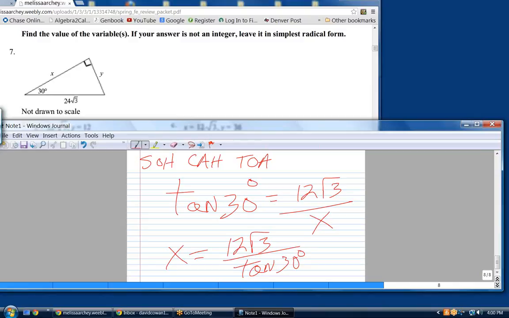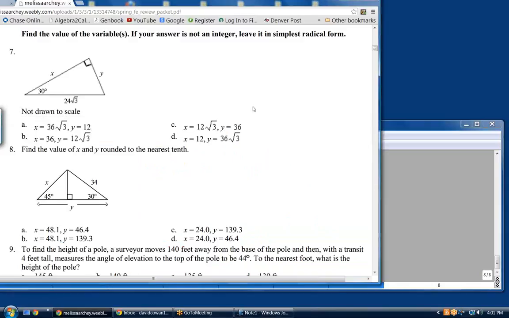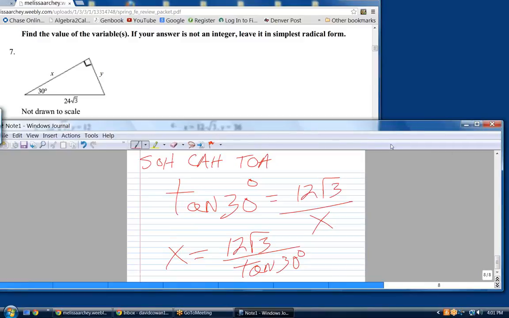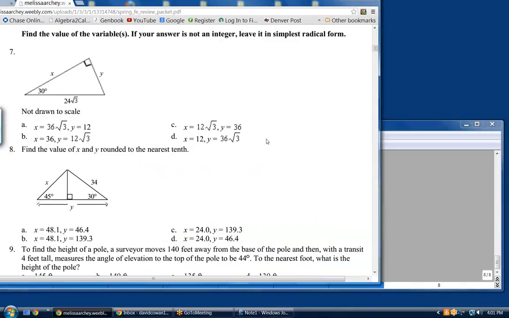All right. Okay. So 12 root 3 over tangent of 30. That comes to 0. I don't think so. What's the tangent of 30? Tangent of 30 is root 3 over 3. So that should come to 4. Oh, no, it was an error on my part. It's 27.35.